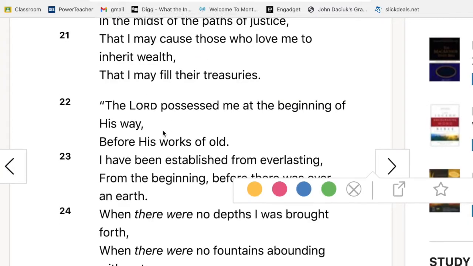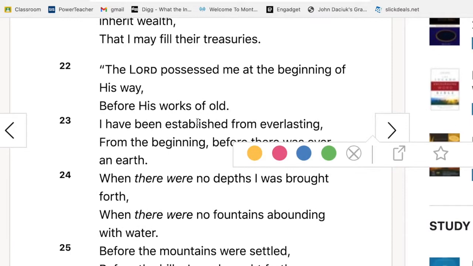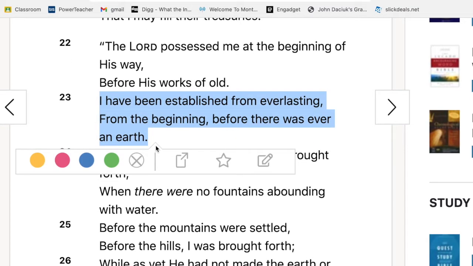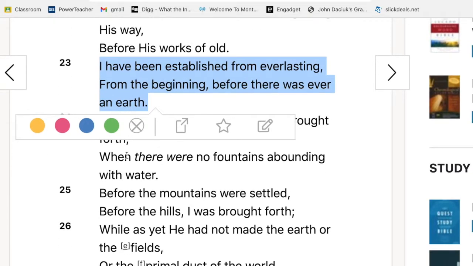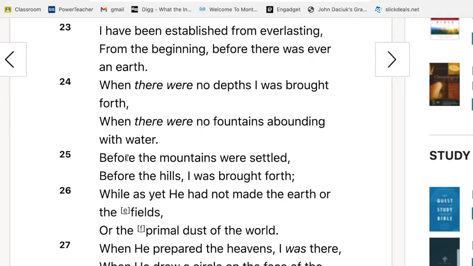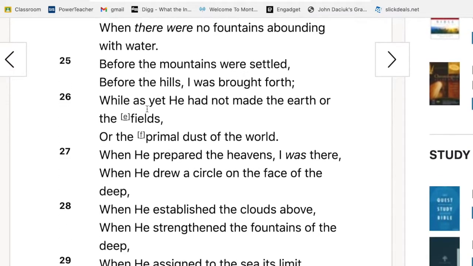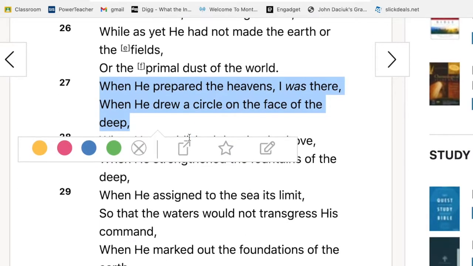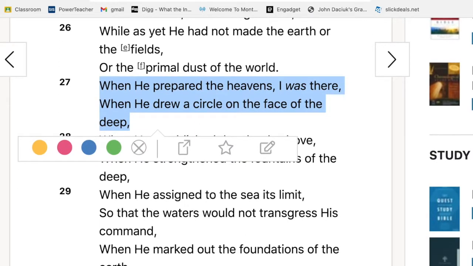In Proverbs 8 in the Old Testament or the Hebrew Bible, or in the Old Testament of the Christian and Catholic Bible, it says, I've been established from everlasting, as wisdom is talking, when there were no depths. And then it says in verse 27, when he prepared the heavens, I was there, when he drew the circle on the face of the deep. So even in the Bible we see some symbolism. In a moment we'll mention the word sin as well.